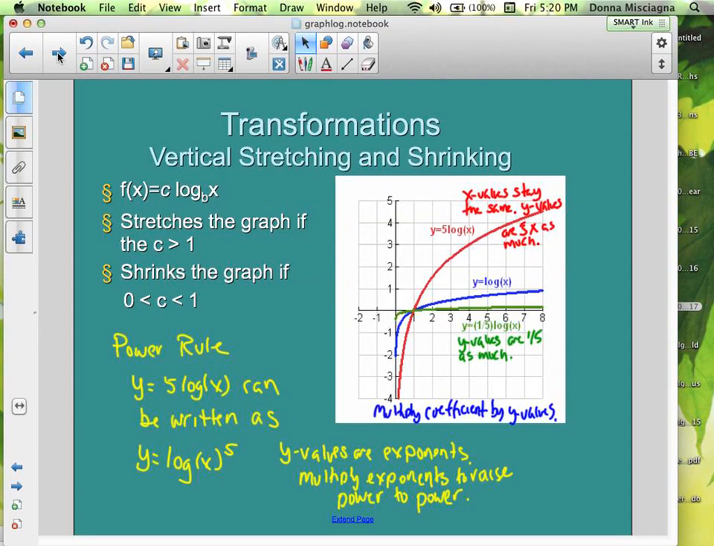Now, how we calculate this out is a little bit different. Now, using the power rule, remember that a log is an exponent and a coefficient is an exponent because we can move exponents in front. All right? We can move them in front or we can move them back as an exponent. And that's our power rule. Because logs are exponents, and what do we do with exponents? We multiply them. So that's why the 5 can move in front, because we would multiply it. So the y values are exponents. We're going to multiply exponents to raise power to power. So that means that we're going to keep our x values the same, but we're going to take our y values, and they're going to be 5 times as much in the case of y equals 5 log x.